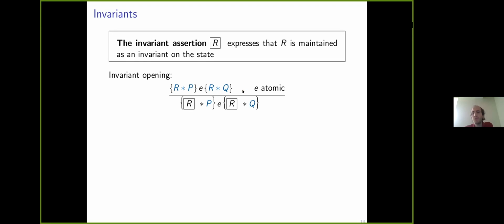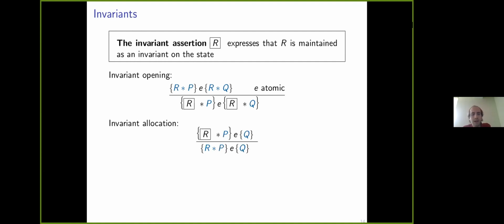Moreover, we require that E, the expression we're reasoning about, be atomic in the sense that it reduces to a value in a single step of execution. So this is really forcing us to ensure that we get to assume the invariant holds before our step of E, but then we have to show it still holds afterwards. That's necessary because another thread might want to rely on this invariant and open it, so we need to maintain it.